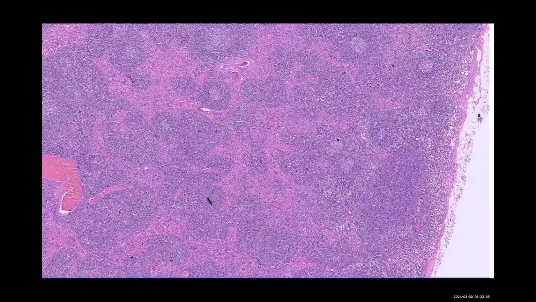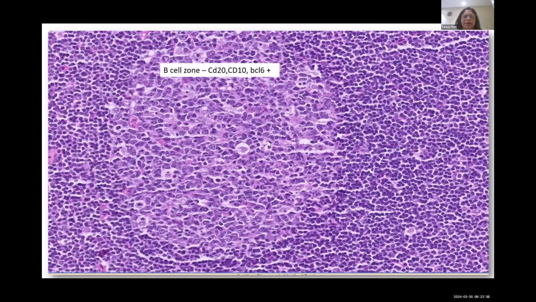Now let's look at the germinal center. It is a B cell zone. It consists of germinal center cells, which are CD20 positive, CD10 positive, and BCL6 positive. What is the function of the germinal center? It's obviously to produce new antibodies. It is interesting that this germinal center is not uniform, but shows a light and a dark zone. The dark zone is composed of the centroblasts, and the light zone is composed of the centrocytes.